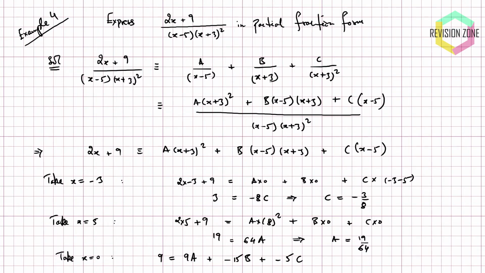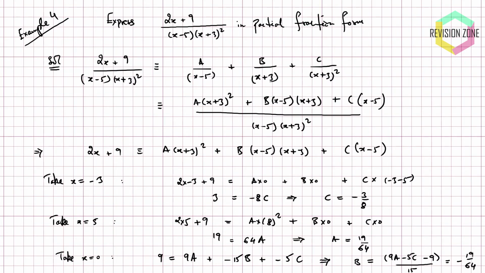So we already have values for A and for C. So of course we can use this equation to say that my B is going to be, if I do it all in one step, 9A take away 5C take away 9, and the whole thing divided by 15, obviously. And you can work this out. It gives minus 19 over 64.